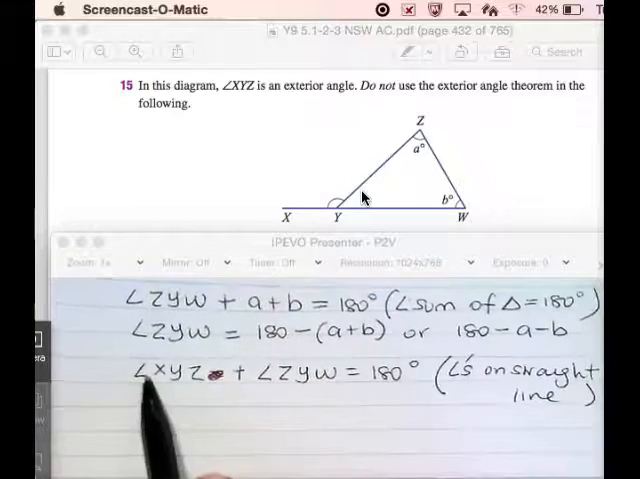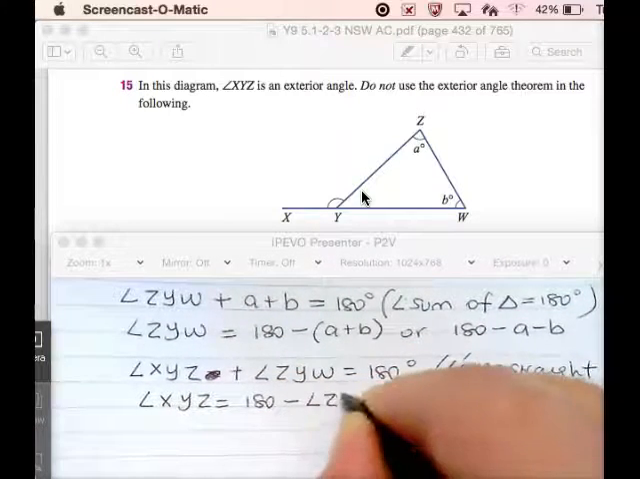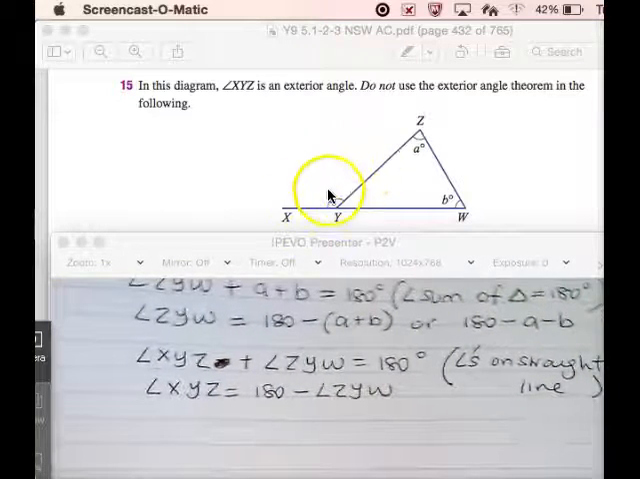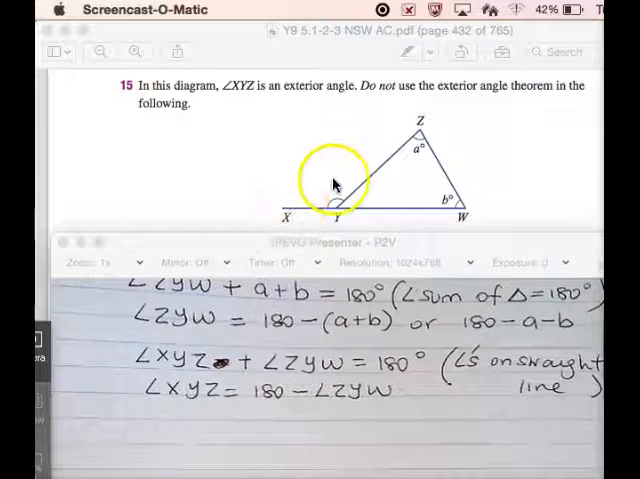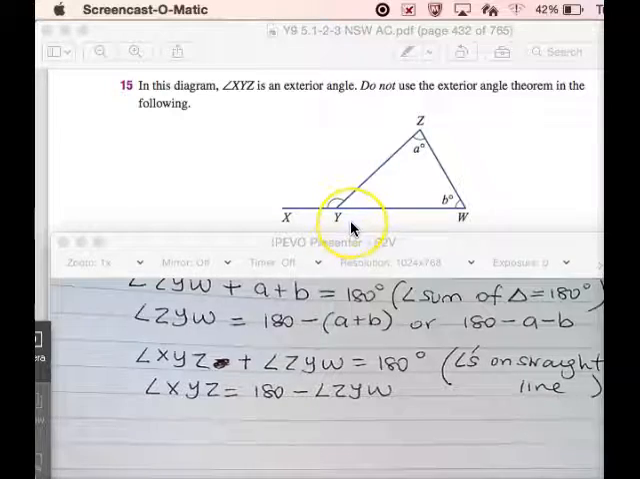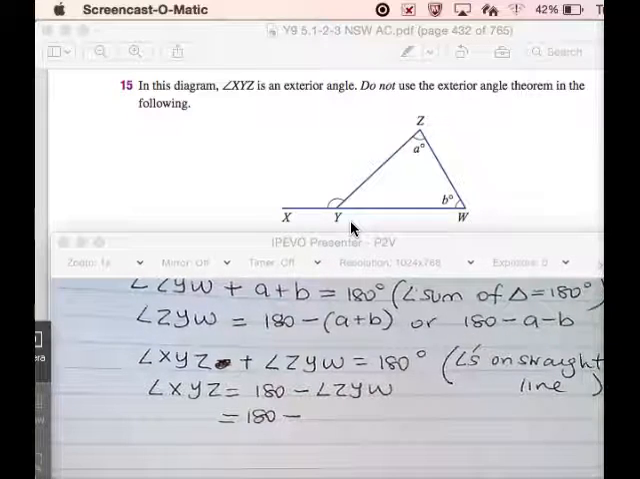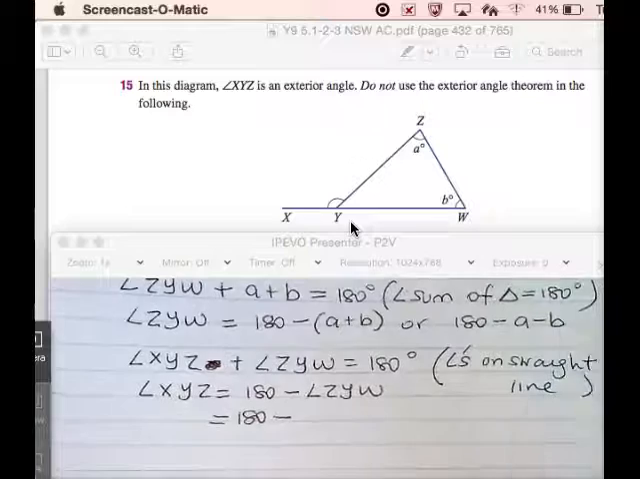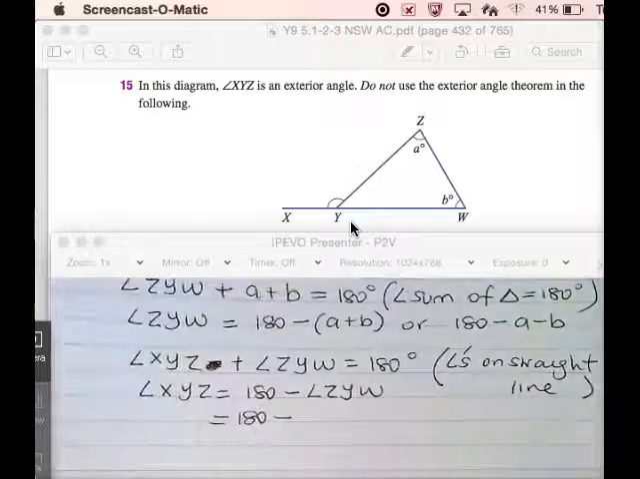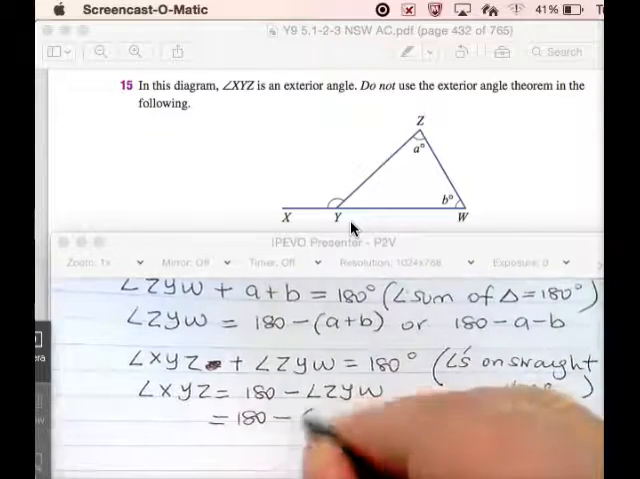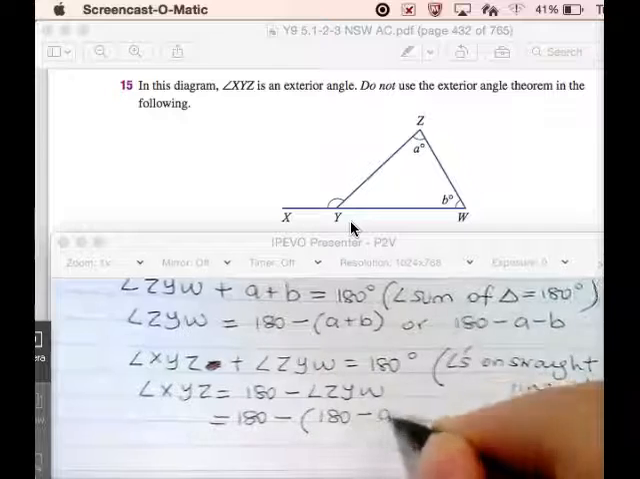So I'm trying to work out XYZ. So angle XYZ, won't it be 180 minus angle ZYW? You okay with that? All I'm saying is that this one on the outside is 180 minus the one on the inside. Got the idea? That exterior angle is 180 minus ZYW. Now what do I put? So it's 180 minus, you know what's easier to use? The second one. 180 minus, what do I now put in? What's ZYW? 180 minus, this is what I'm going to do, I'm going to put this one: 180 minus A minus B.